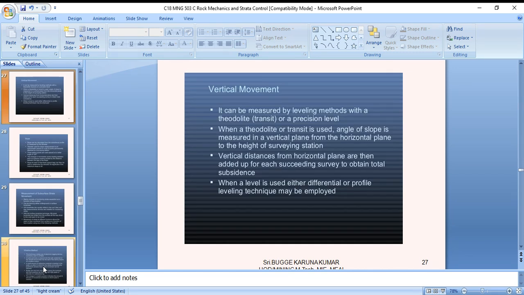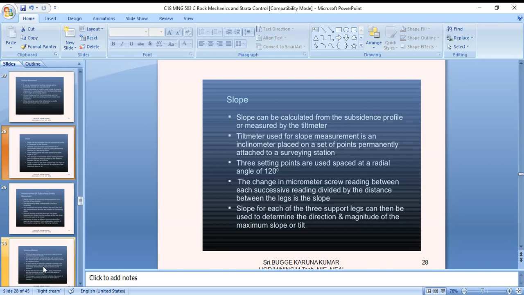Vertical movement can be measured by the leveling method with a theodolite or a precision level. When a theodolite or a transit is used, the angle of slope is measured in a vertical plane from the horizontal plane to the height of the surveying station. Vertical distances from the horizontal plane are then added up for each successive survey to obtain total subsidence. When a level is used, either differential or profile leveling technique may be applied.